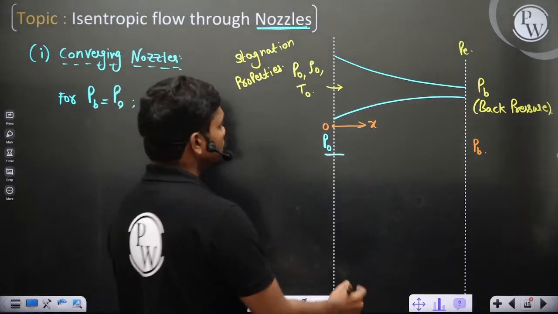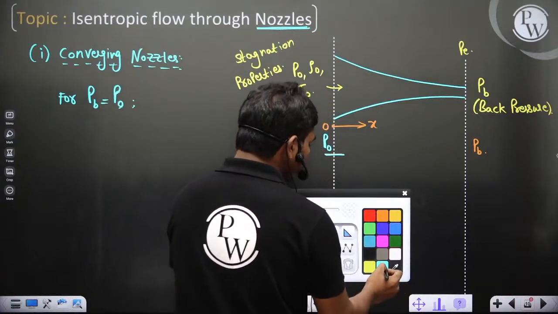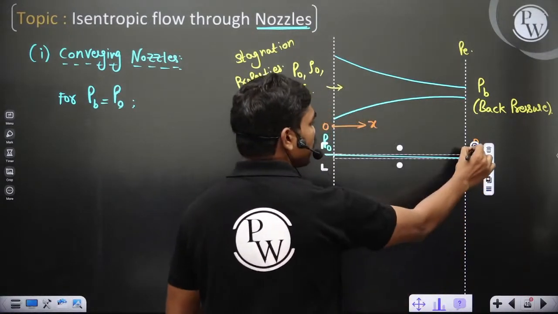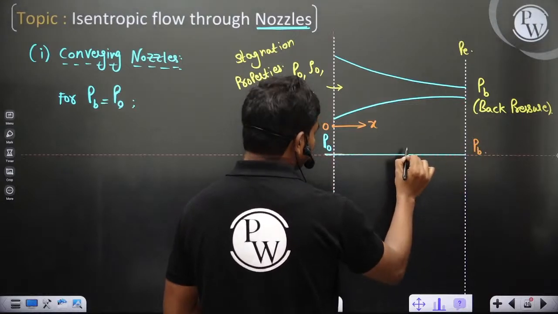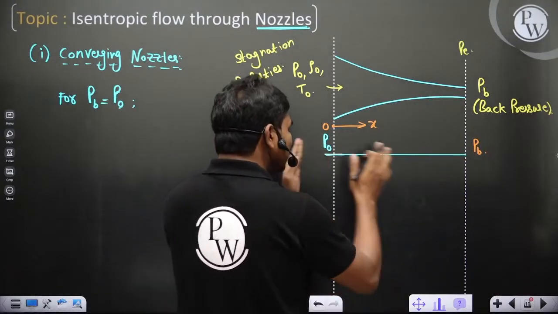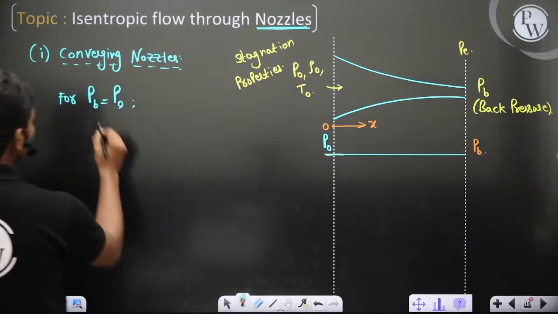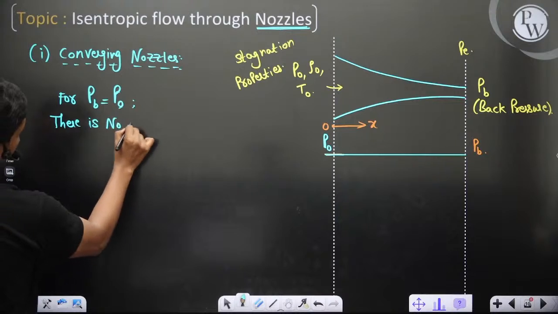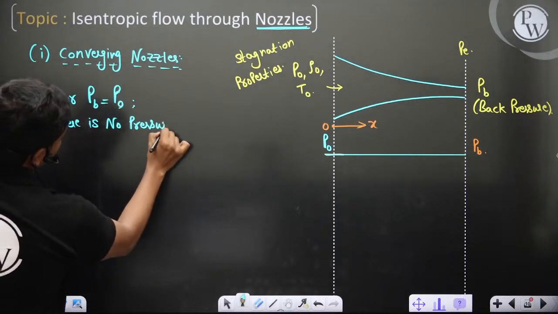Correct? So the pressure along the nozzle length will be the same all over. So this will be the same as PB because it's uniform at every location, and whenever it is uniform at every location, then definitely there is no mass flow. For PB equal to P0, there is no pressure variation.